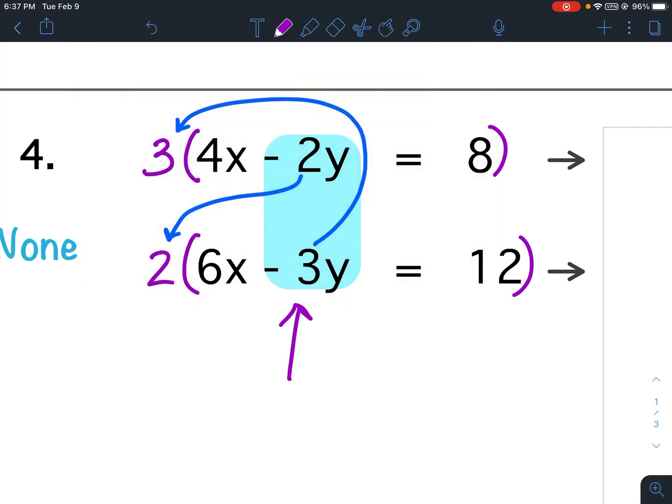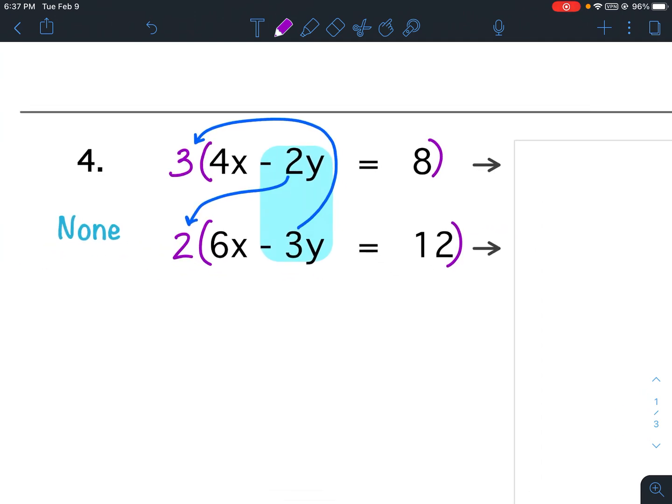Are these signs the same or different? Well, they are both negative. Because both of them are negative, if I would multiply by positive 3 and positive 2, I would not have opposites because I would still have negative terms. So what I need to do is make one of the numbers out here a negative number. So let's go with the bottom one. Let's multiply the bottom by negative 2.